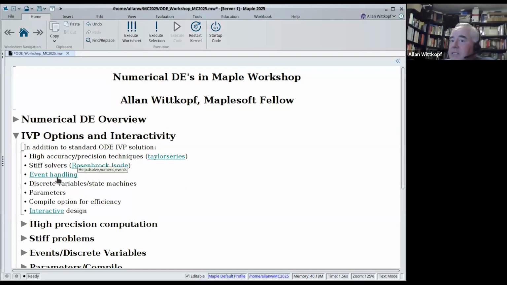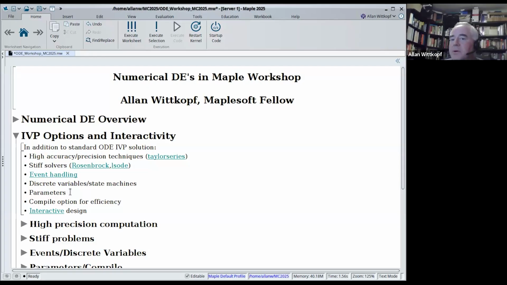A lot of these have links. If you've got the worksheet and you click on one of these links, it'll just take you right to the help page that describes these in explicit detail. The event handling page also describes discrete variables and state machines.